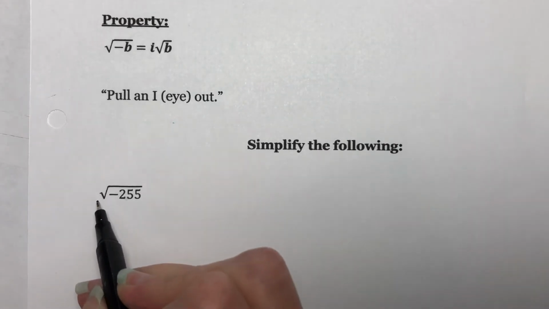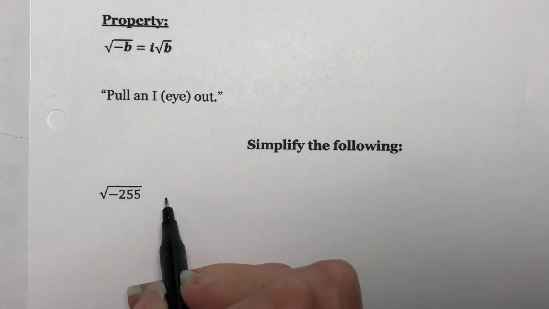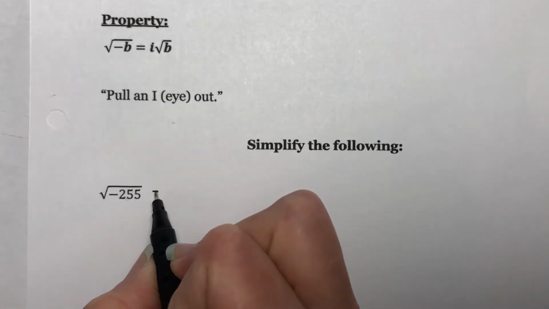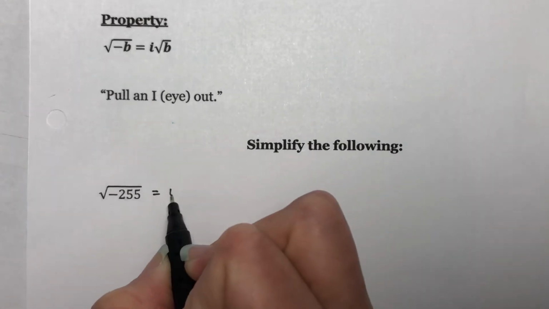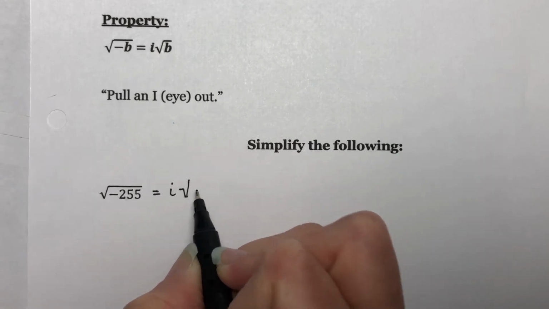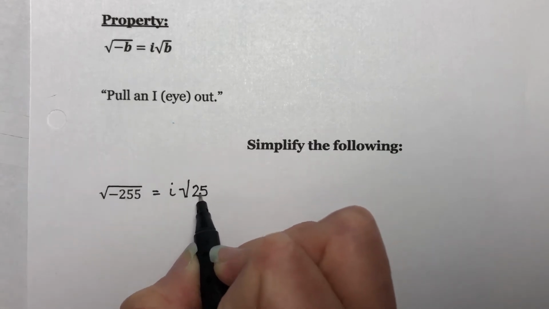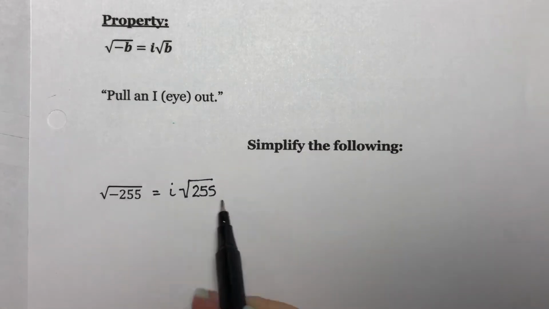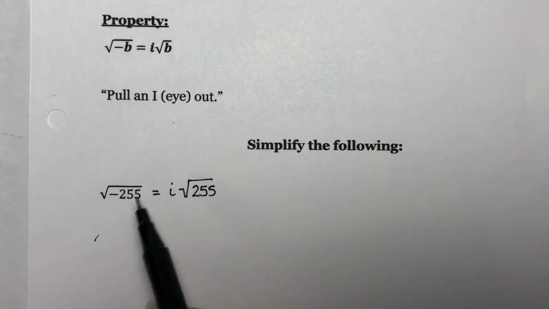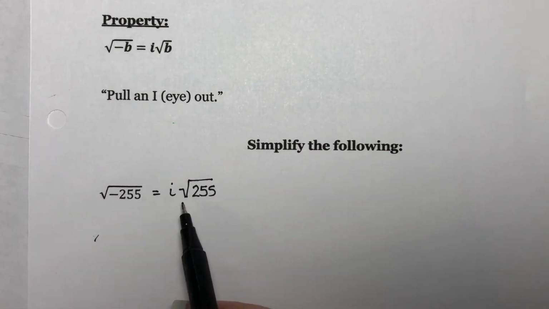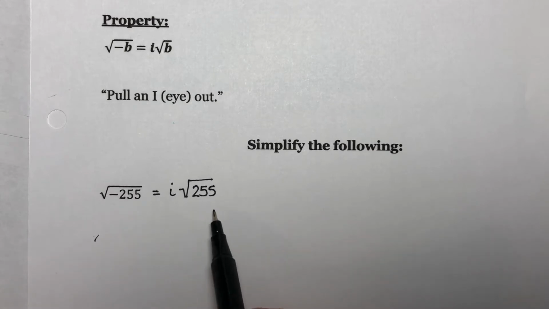Okay? I have the square root of -255. Well, the first part of simplifying this is to take that negative, and when you put an i on the outside, it becomes the square root of 255. So that much simplification has to be done no matter what. Now, of course, we simplify the square root of 255 if we can.